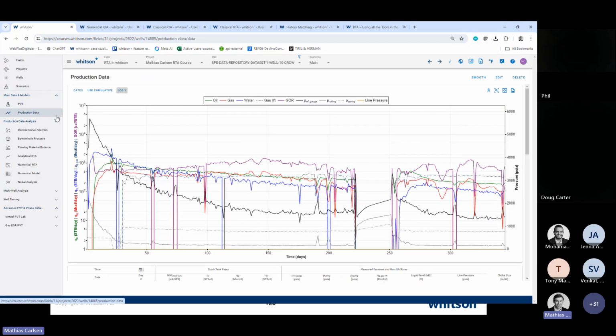This is not a part of the exercise. There's a different course for that. Same with FMB and all these things. This is just a part to focus on analytical and numerical RTA, those pieces of it.